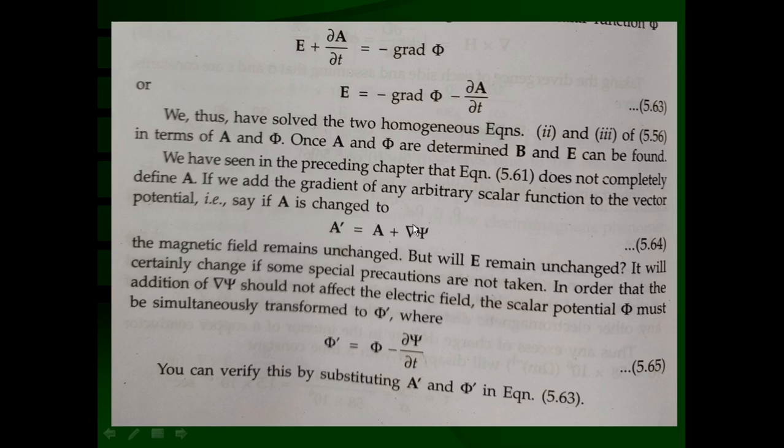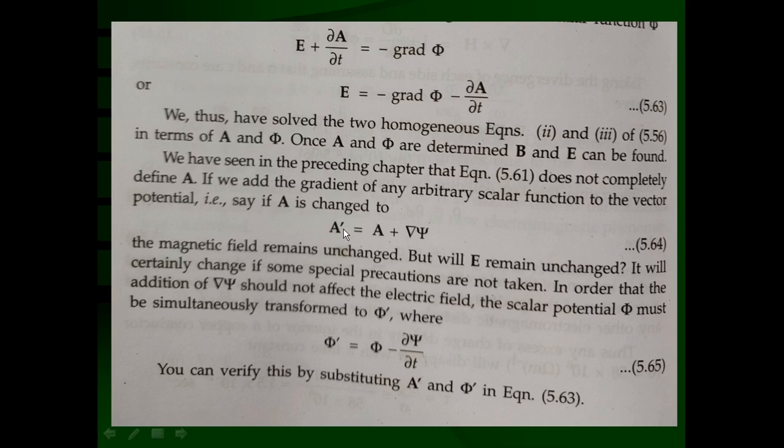So if we apply this new vector potential A dash in place of A, the magnetic field remains unchanged, because if you substitute this in the equation B is equal to curl of vector A, the magnetic field will not change. How? You can see that this is equal to curl of A plus curl of gradient of a scalar function, and the gradient of the scalar function is always 0. So this term is going to be 0. That means this remains curl of vector A only.